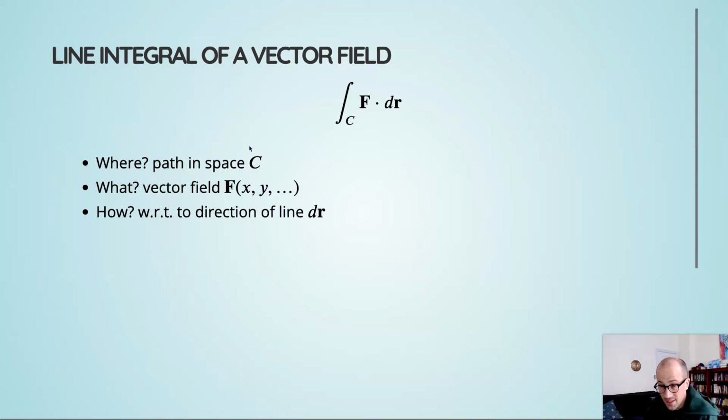Well, the last question is, how are we integrating? What am I going to do? I walk along my curve. I find an arrow at every point. The wind is blowing somewhere at every point. Every point's a vector. I want to add up all of these here.